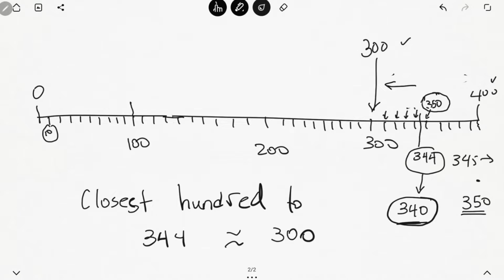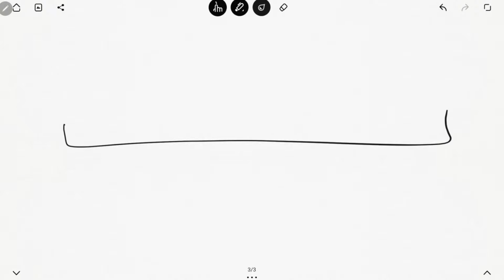Okay, all right. Now, how about if we think of another timeline? Let's say that we had a timeline where we had 300 here and 400 here. So obviously 350 would be somewhere in the middle. What if I said to you, what's the closest 100 to 375? What would you do? Why don't you take a minute, try to see if you can come up with the answer, pause the video, and then come back in.